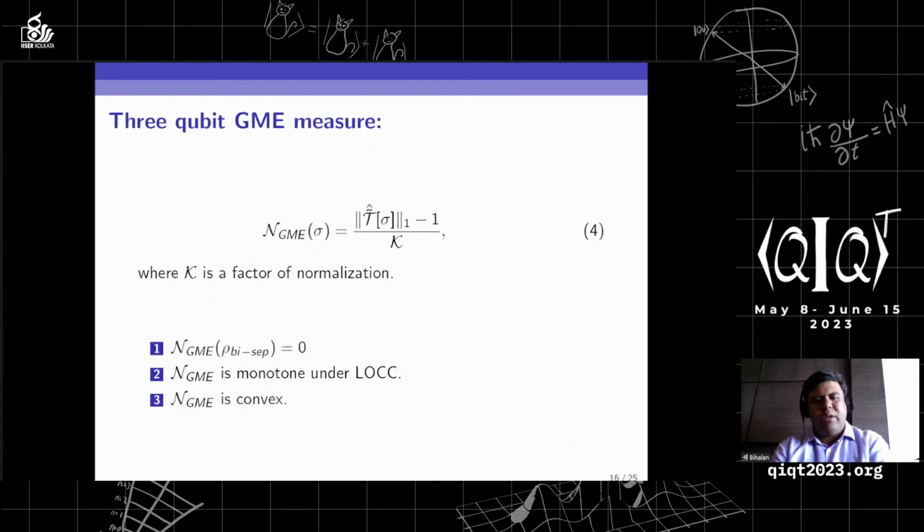Now, we have been motivated by this lifting, and we have been able to introduce a genuine multipartite entanglement measure, which is very similar to the negativity measure of entanglement. This is a similar definition where kappa is a normalization factor, and we have been able to show that for any biseparable state, this measure will give us the 0 value. And it is monotone under local operations and classical communication, and it is a convex measure as well.